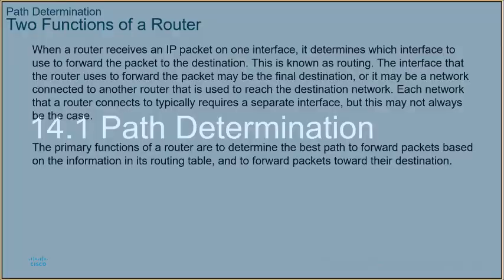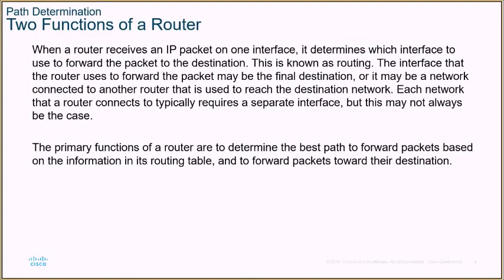Okay, so path determination. When a router receives a packet on one interface, it determines which interface to use to forward the packet to the destination. This is known as routing. The interface that the router uses to forward the packet may be the final destination, or it might be a network connected to another router that is used to reach the destination network. Each network that a router connects to typically requires a separate interface, but this may not always be the case. The primary functions of a router are to determine the best path to forward packets based on the information in its routing table and forward packets towards their destination.